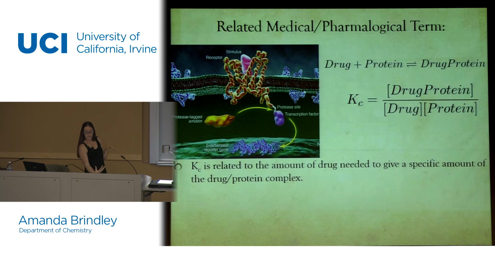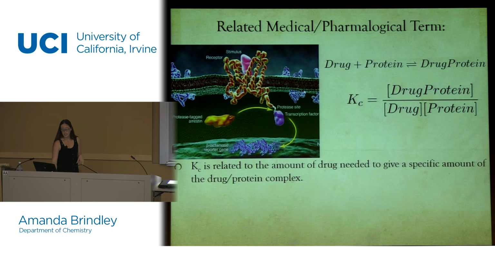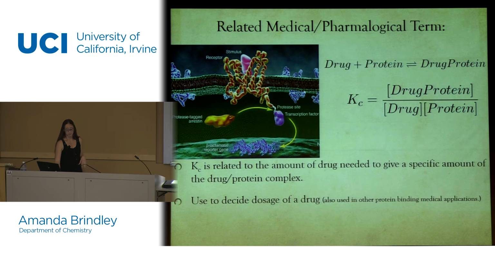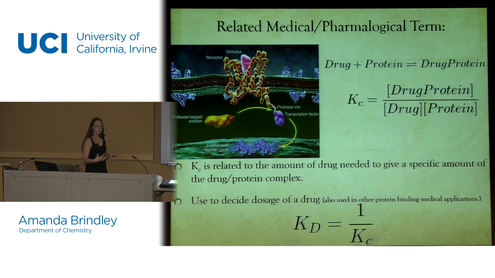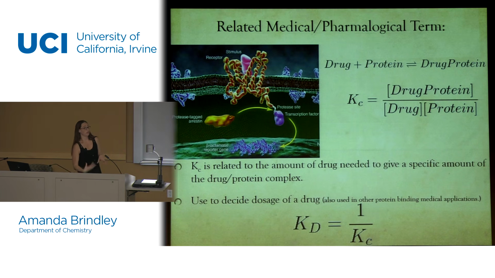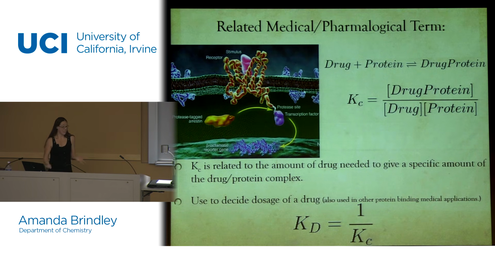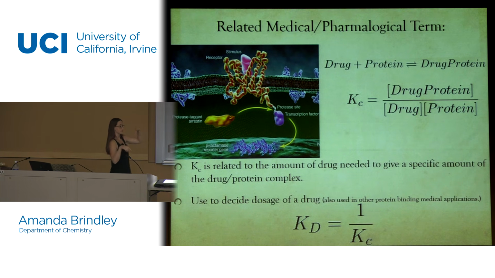So Kc is related to the amount of drug needed to give a specific amount of the drug protein complex. And there's another thing that you can use here. This is called the Kd. They use this a lot when you're talking about drugs. And it's not really any different except that it's the reciprocal.